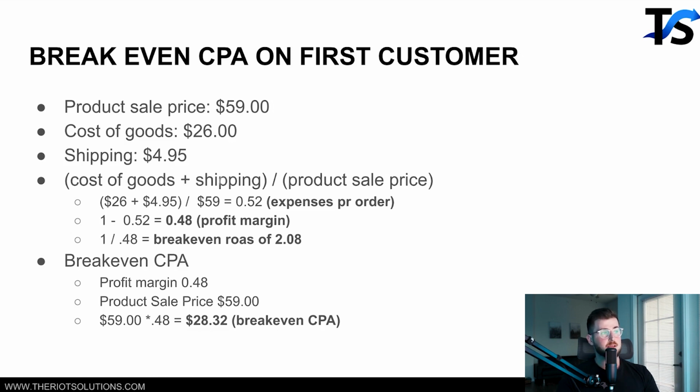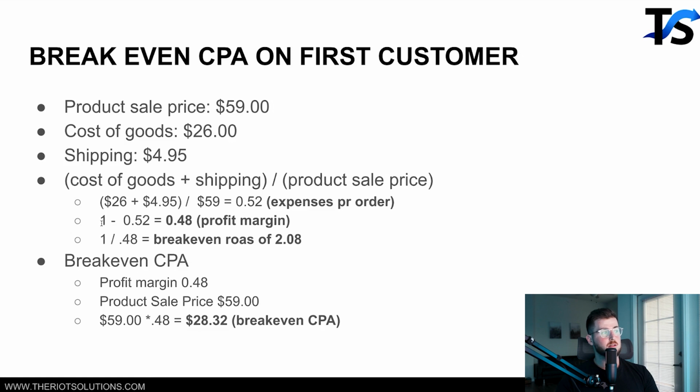So what we're going to do here is we're going to take our cost of goods, we're going to add it to our shipping to get our total expenses just tied to that order, not overall like warehouse fees and things like that. Just overall, what it costs for that one specific product, okay? And our product sell price. And we're gonna divide the two. So 26 plus 4.95 divided by $59. And that's gonna give us a 0.52. So 52% of that $59 right there is expenses per order, okay?